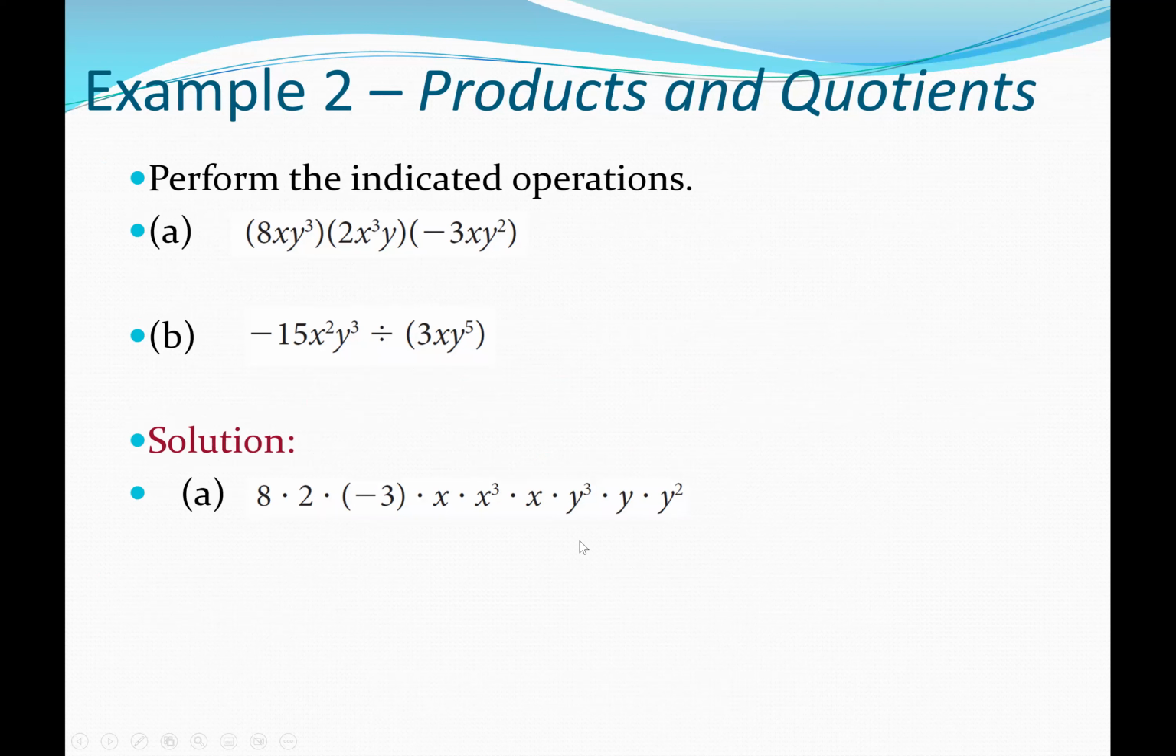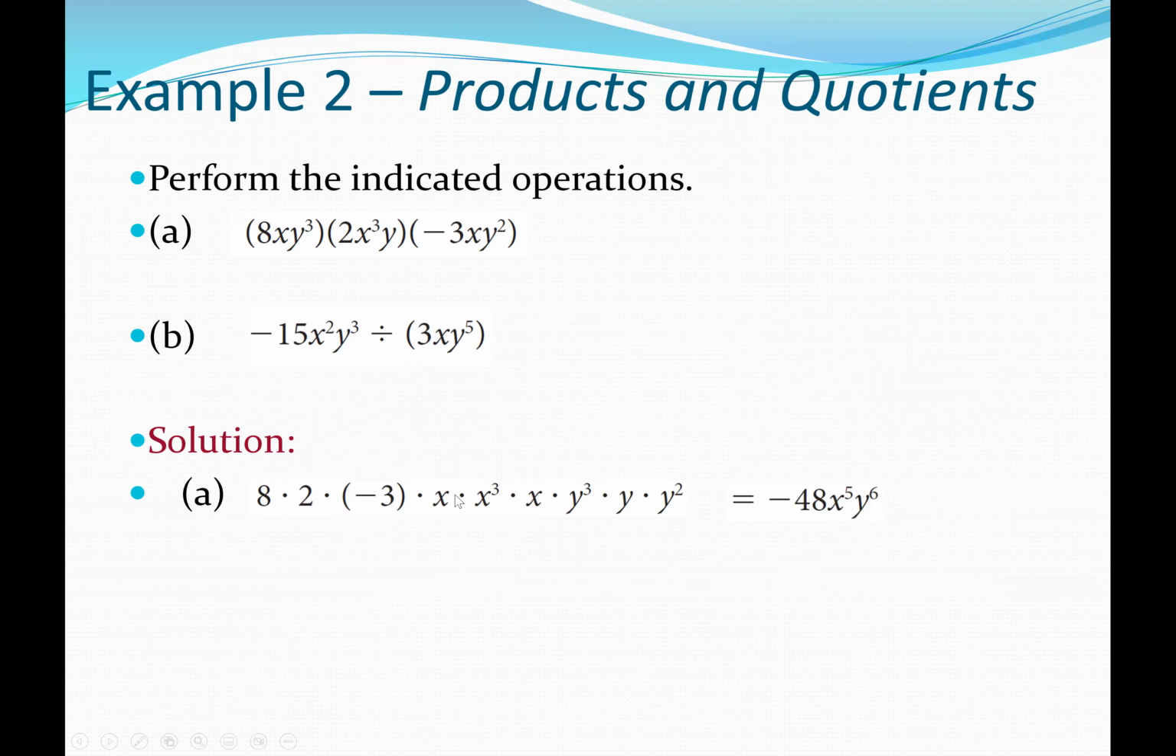Now we already went through the rules of exponents. So x means x to the power 1. So it will be 1 plus 3 plus 1. So x will be raised to the power 5. For y, the exponents are 3, 1, and 2. So y will be raised to the power 6. Then 8 times 2 times negative 3 will give me negative 48. Then x to the power 5 and y to the power 6.